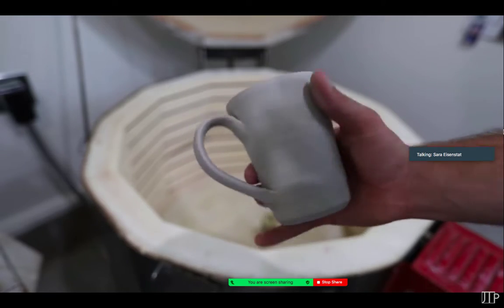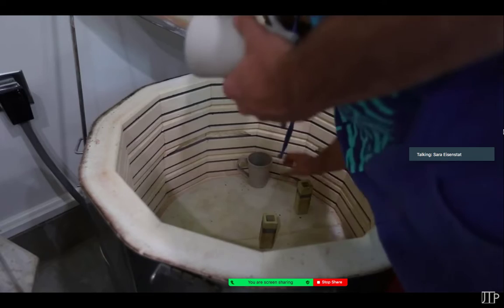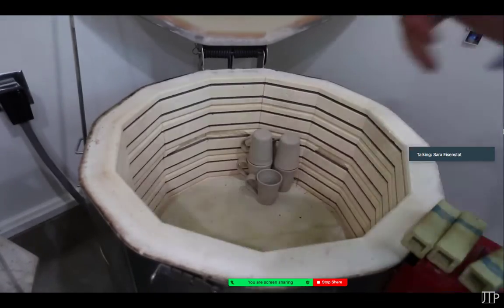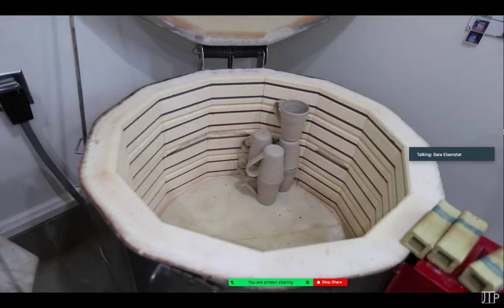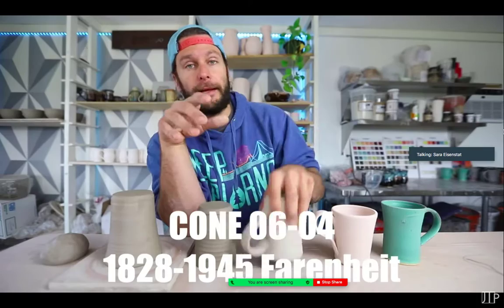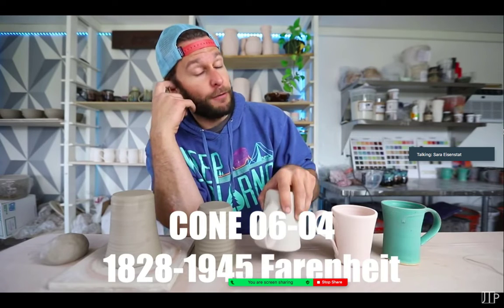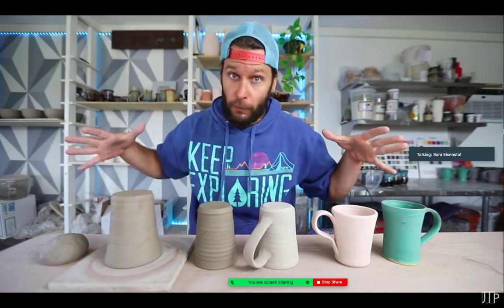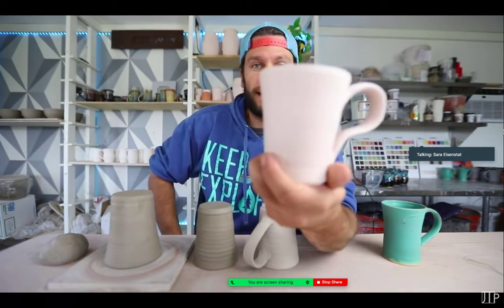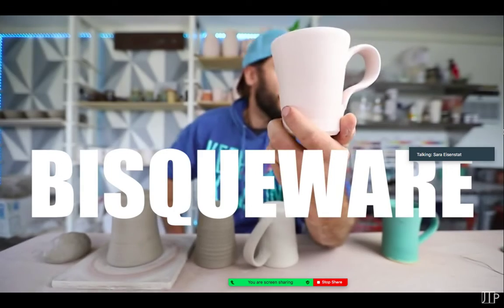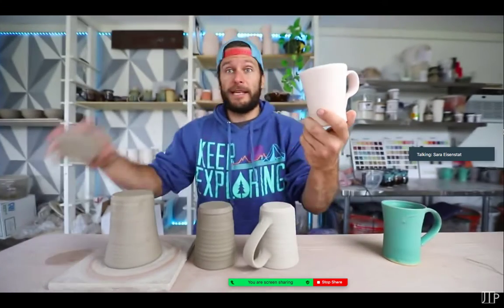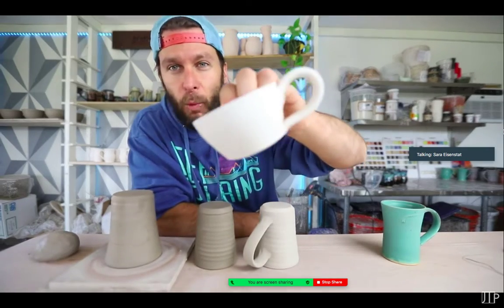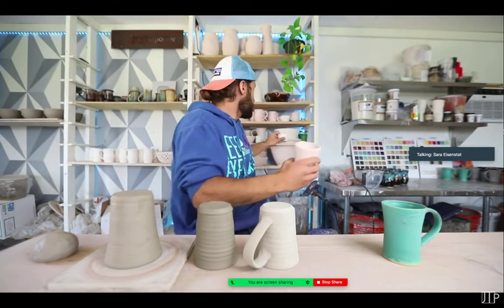So the bisque fire is the first firing, and typically it's at a lower temperature than the glaze firing. Anywhere from cone 04 to cone 06 is what you bisque in a kiln. So you put it in there, it cooks for however long. Typically the bisque fire is a slower firing than the glaze firing because you want to make sure that all the moisture gets out. Then it comes out and it looks like this. This is like a pinkish color, right? This is what it looks like in this clay body. Sometimes it'll look a little bit whiter like this. This is a bisque piece.